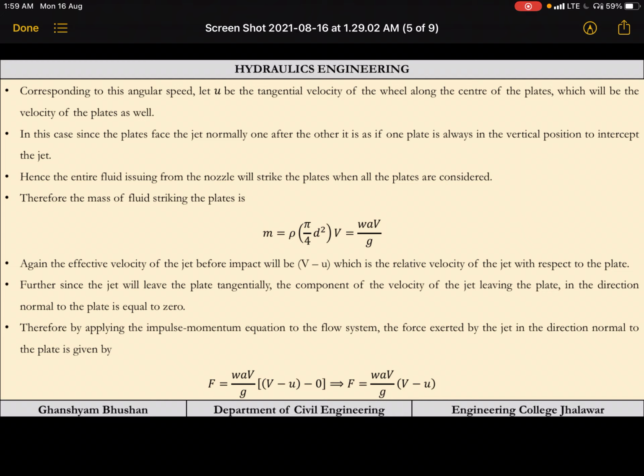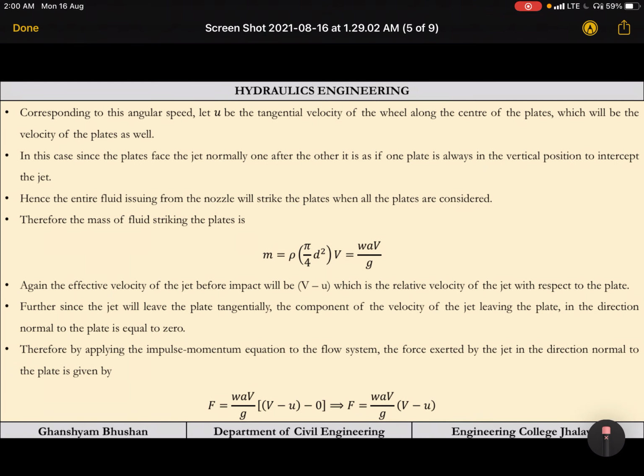Therefore, the mass of the fluid striking the plate is how much? m will be wav by g. Again, the effective velocity of the jet before the impact will be v minus u, which is the relative velocity of the jet with respect to the plate. Further, since the jet will leave the plate tangentially, the component of the velocity of the jet leaving the plate in the direction normal to the plate will be 0. It becomes the first case, the previous case which we discussed in the previous lecture.